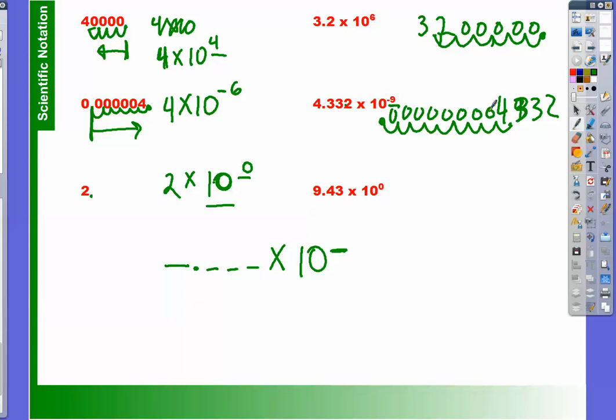Finally, 10 to the 0 power is just 1, so we just end up with that. So it's really not too hard to change standard notation to scientific notation, and the other way around.